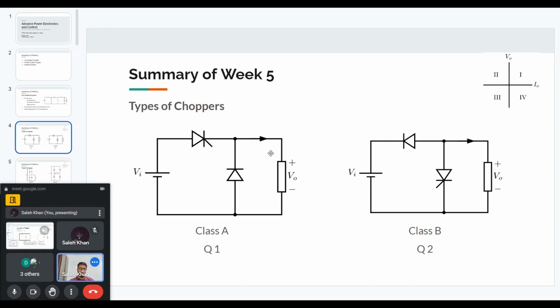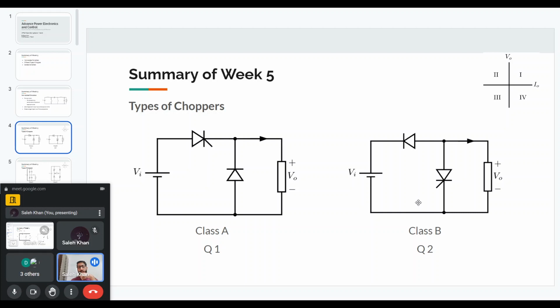So the class A chopper is simply a buck converter, and the load can be an RLE load, because usually this is used for a series motor or DC series motor. So the load can be an RLE load, and that is where we have the inductor. Based on that, this one can be thought of as a buck converter. It is called a class A chopper. It operates in quadrant 1, so positive output voltage and positive output current.